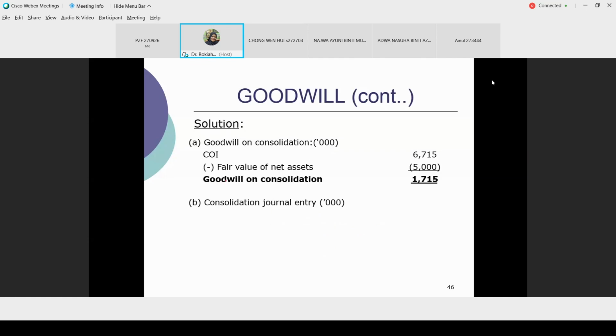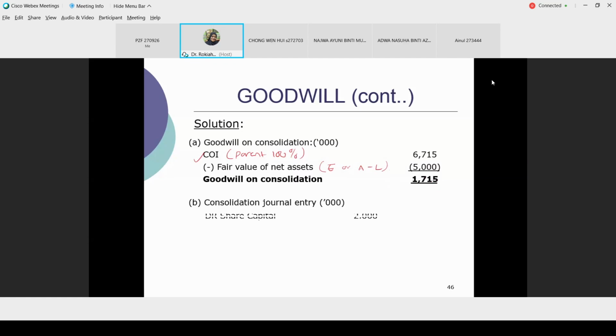So you have your COI. In this case, we don't have NCI, which means the parent owns 100%, so we just use COI here. COI minus net identifiable asset. How to calculate net identifiable asset? Either you use the equity or asset minus liability. So you have 5 here, and goodwill here will be 1715.